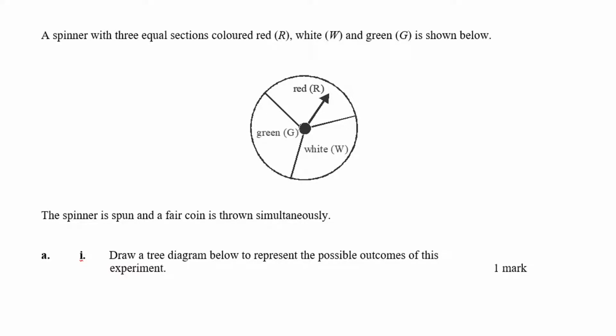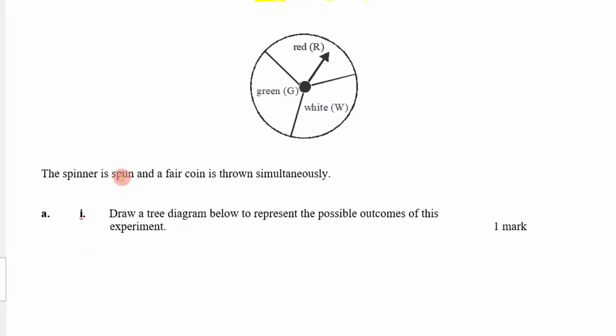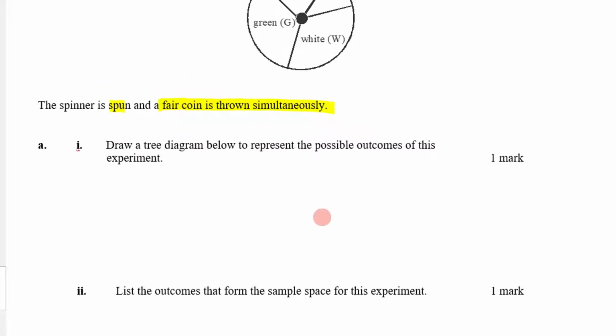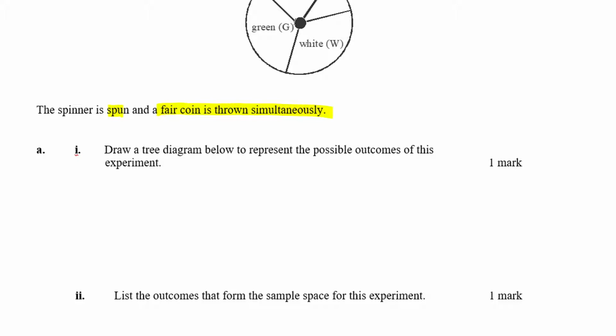We're going to answer this question before us. It says, a spinner with 3 equal sections colored red, white, and green is shown below. The spinner is spun and a fair coin is thrown simultaneously. Draw a tree diagram below to represent the possible outcomes of the experiment. Okay, so what are we doing here?